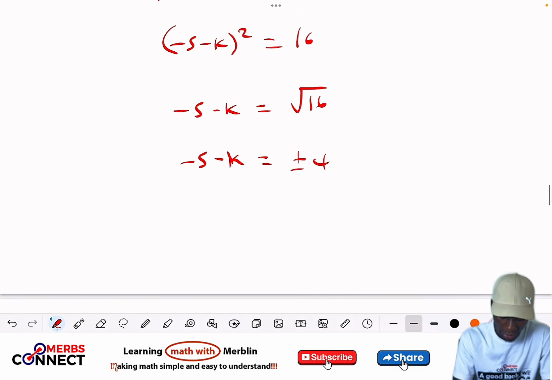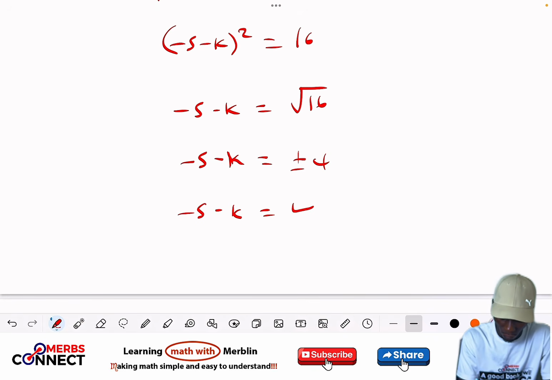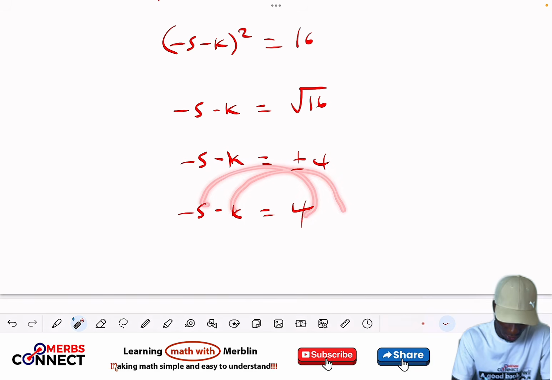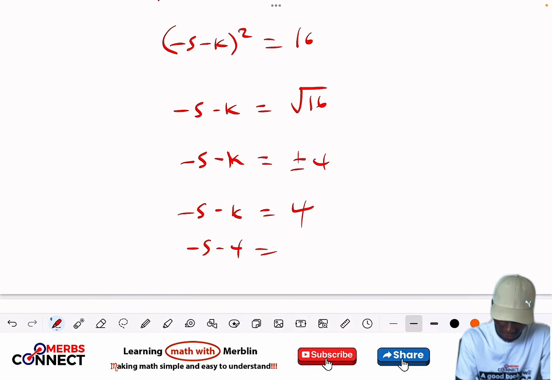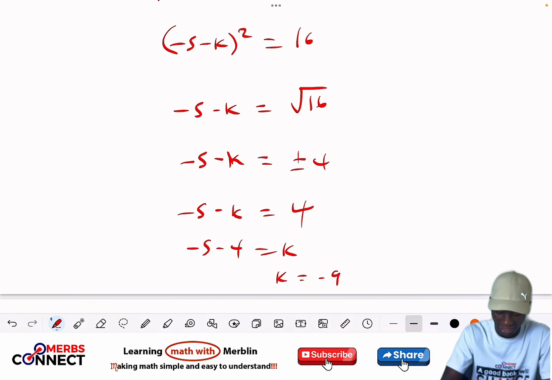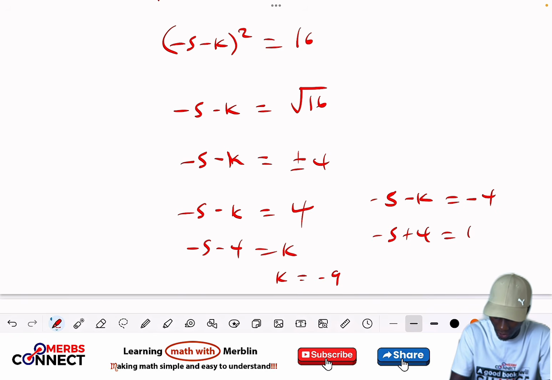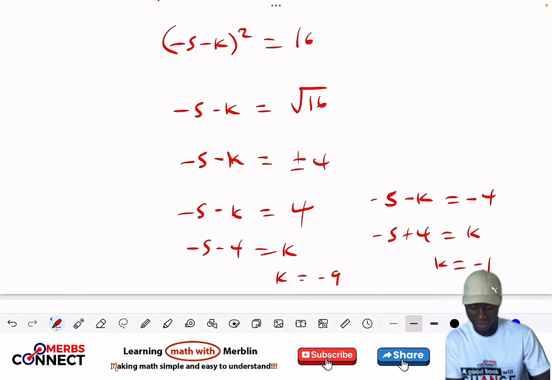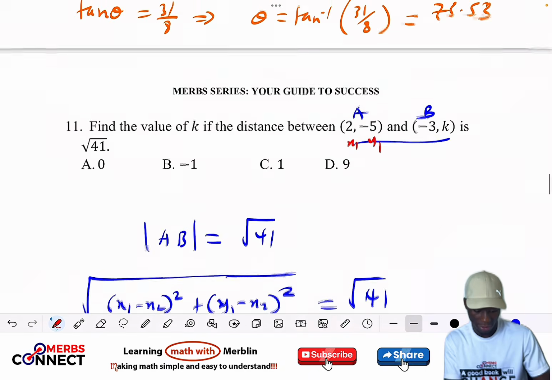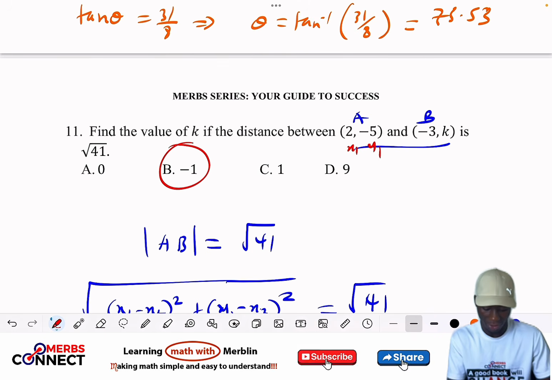Here, I'm going to consider when it is 4. So when I move k here and move this one here, I'm going to have minus 5 minus 4 is equal to k. k should be equal to minus 9. I consider when it is negative: minus 5 minus k is equal to minus 4. Move k here, move 4 here. Minus 5 plus 4 is equal to k, and k will be equal to minus 1. So k is minus 9 or minus 1. Okay, so we have one of them here, so we can choose this one.